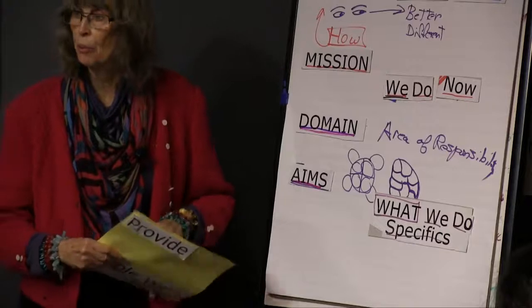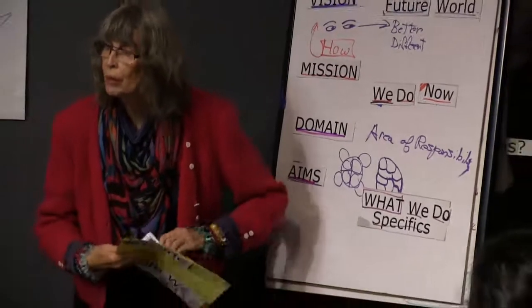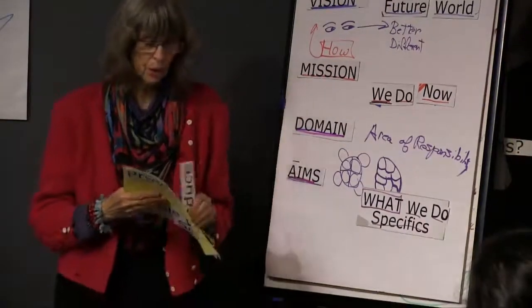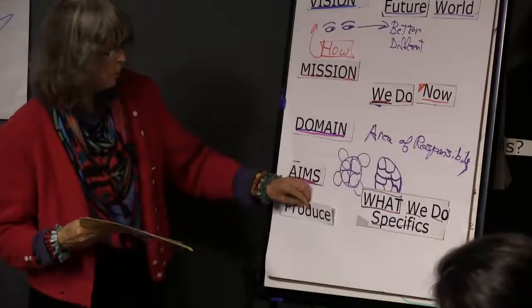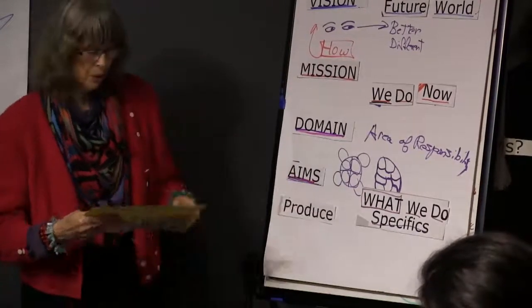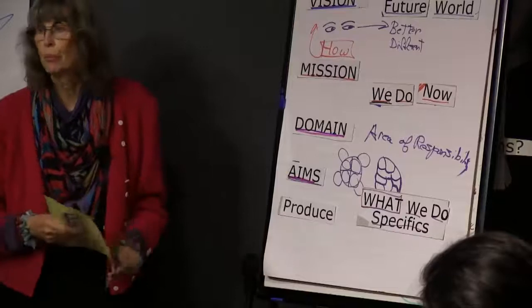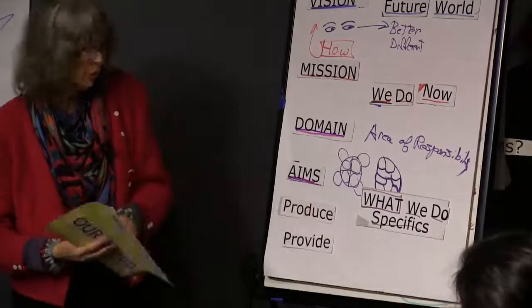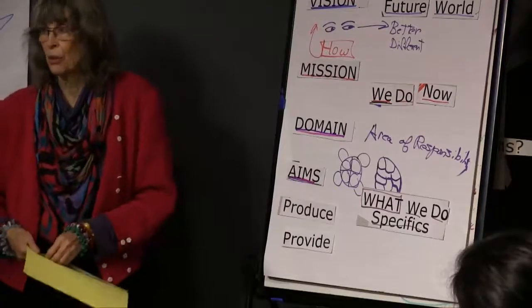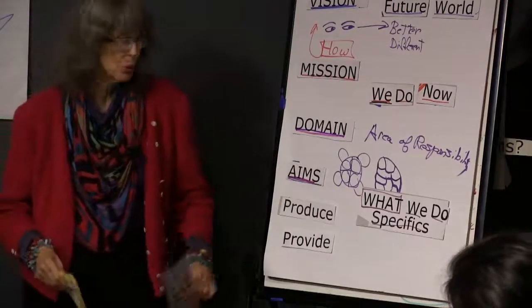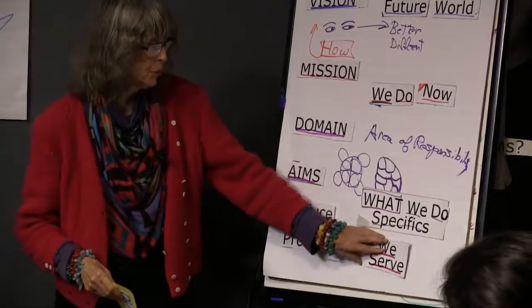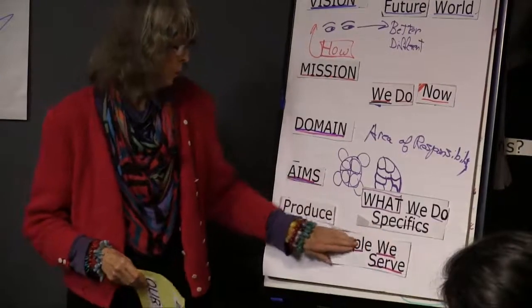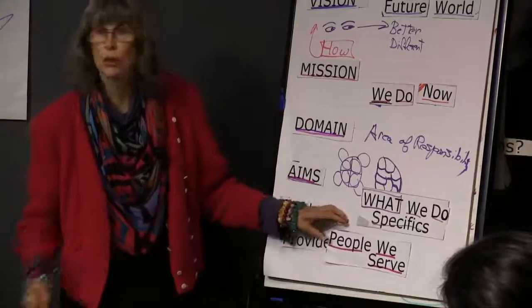Aims are ongoing objectives. Yeah, aims are ongoing objectives. So, what are aims? It's the things that we produce or provide to the people we serve. Who do we serve? Well, we serve our community members or our co-op worker-owners, or if we're a business, we serve the people who work here, and we serve our customers.